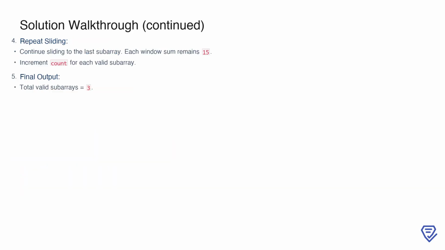We continue sliding the window to the last subarray, 5, 5, 5. Each time, the window sum remains 15, which is greater than or equal to the minimum sum of 15. For each valid subarray, we increment the count. By the end, we have found 3 valid subarrays in total. This example demonstrates a case where all subarrays meet the condition, resulting in a final count of 3 valid subarrays.